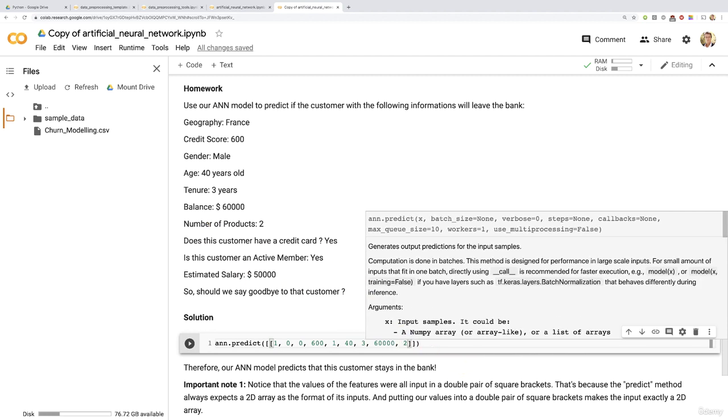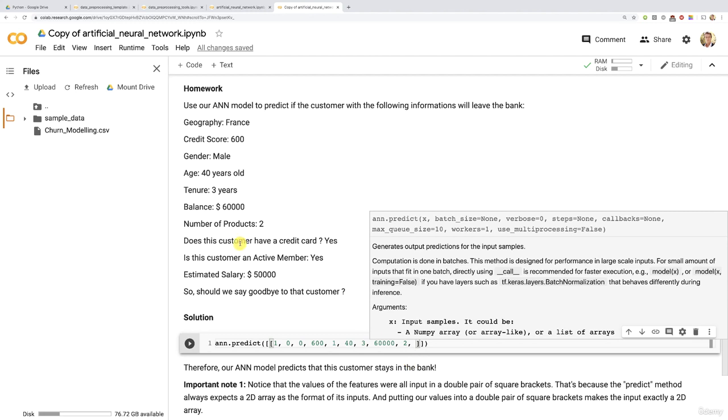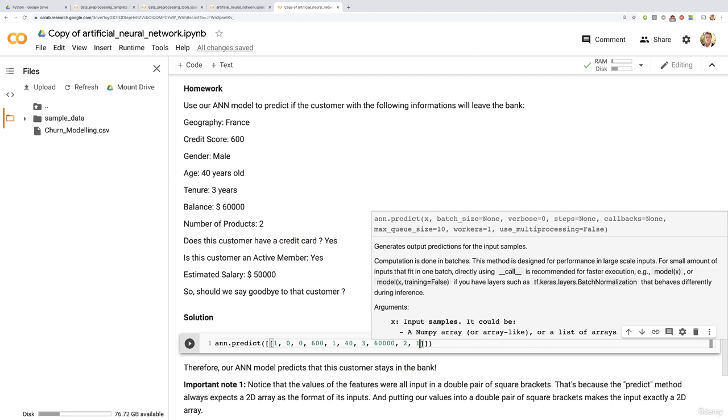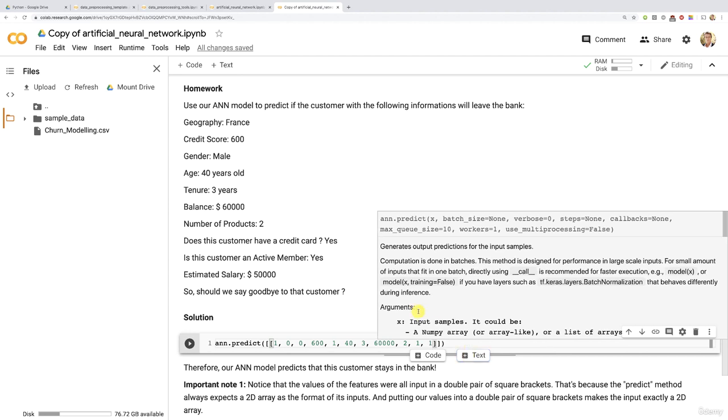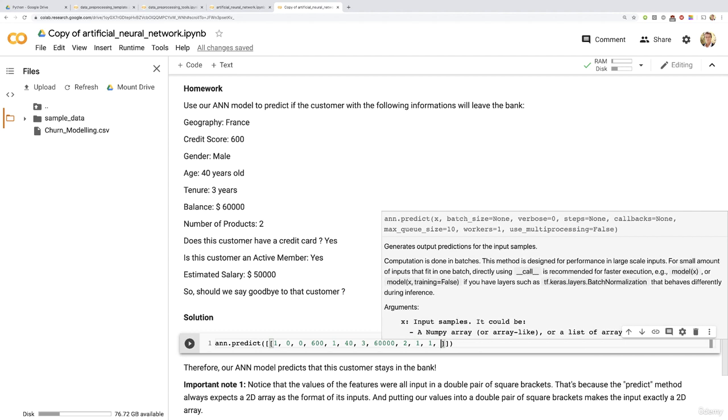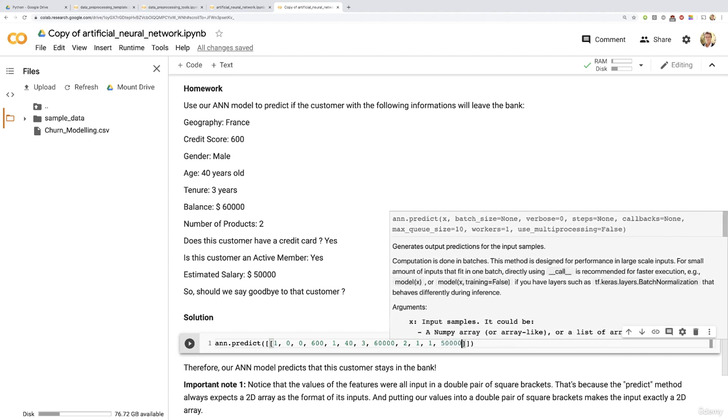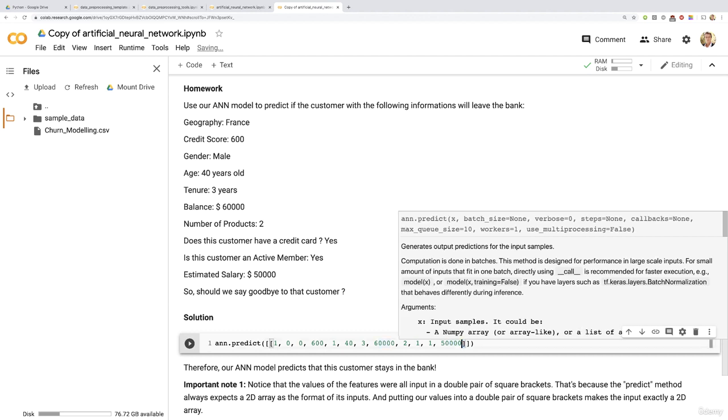Then let's see, number of products 2, so 2. Then does this customer have a credit card? Yes. So 1, because 1 corresponds to yes and 0 corresponds to no. Is this customer an active member? Yes. So 1 again. And an estimated salary, finally, $50,000. So our last parameter value here is 50,000. Okay, yes, all good. Excellent.